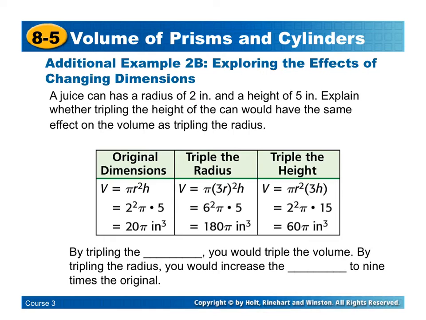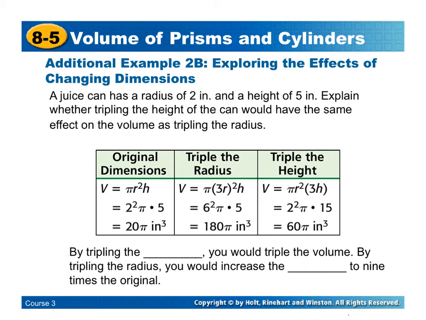So now we want to look at what happens, kind of like we did before with the prism, when we triple the radius versus tripling the height. If we have the original dimensions, pi times the radius squared times height, if the circle was 2 inches and the can had a height of 5, the original would be 20 pi inches cubed. If we triple the radius, it becomes 6 squared, and so the volume ends up being 180. If you triple the height, it ends up being 60.